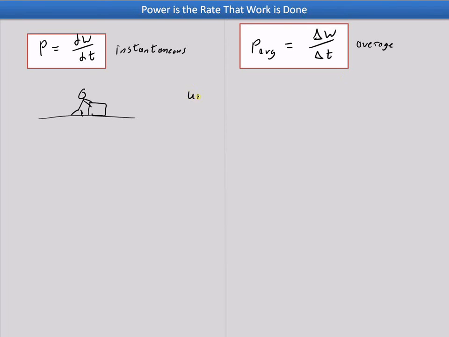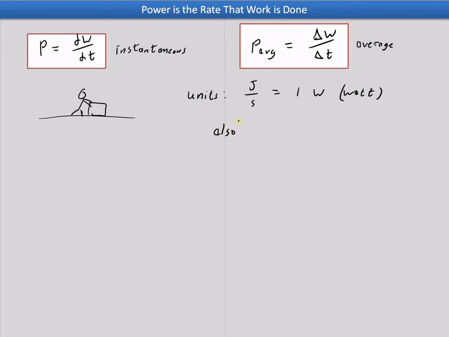Regardless, for either of these, the units are going to be units of work divided by units of time, so joules per second, which is equal to watts. So we use W for watt, not for work. That's kind of an unfortunate coincidence here, but W for watt. These are the very same watts that you see printed on the top of light bulbs, for example. So that's how much energy per time the light bulb uses to make light.